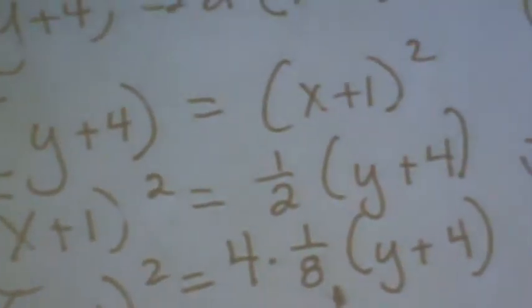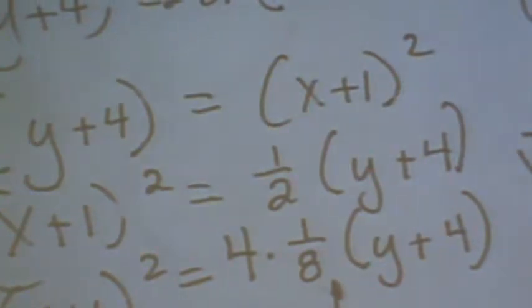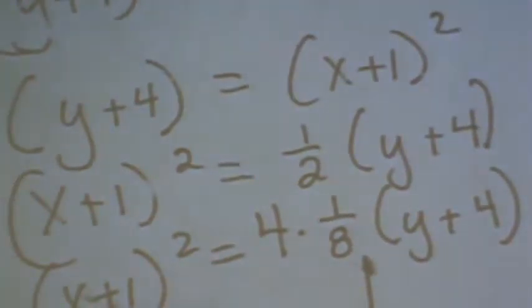So, what would be your focus point? -1, comma, instead of going down to 4, you're gonna stop an 8 before. -3 7/8. And what's your directrix? The line y equals? -4 and an 8. Y equals -4 and an 8. Do you get this? Okay, next.